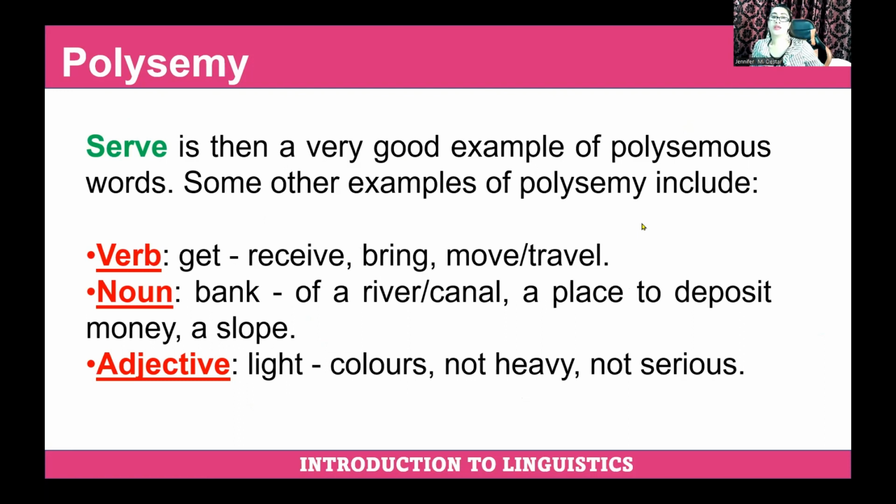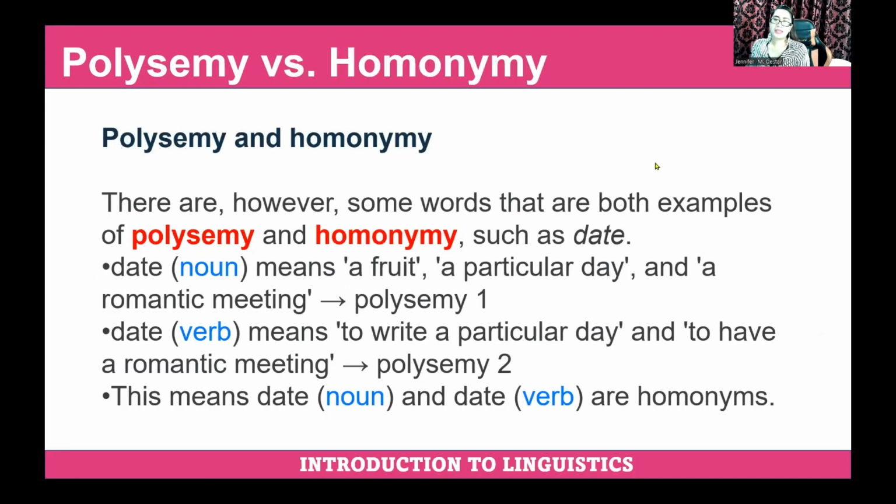Then, ito naman. Serve is then a very good example of polysemous word. So, tandaan nyo, when you were asked to give an example of polysemy, the word serve is the best example. Some other examples of polysemy include get, receive, bring, move, or travel. So, tandaan nyo po yung mga examples. Then for the noun, bank: a river, canal, a place to deposit money, a slope. And for an adjective naman, light: colors, not heavy, not serious. So, yun, polysemy. Paano doon nagkaiba ang polysemy sa homonymy?